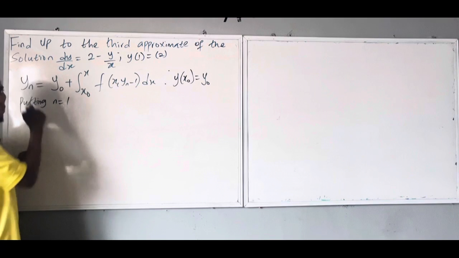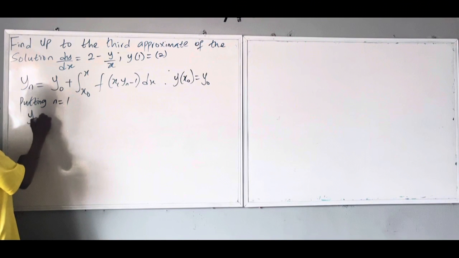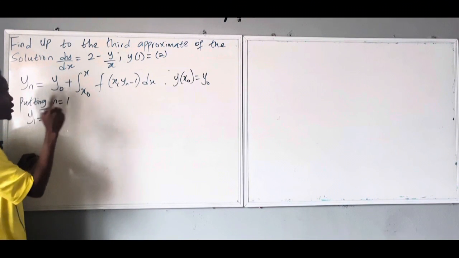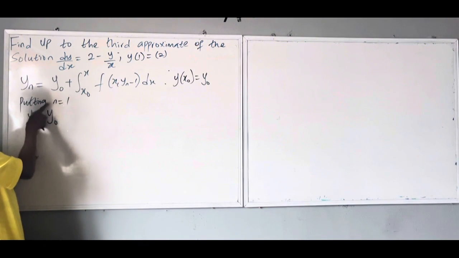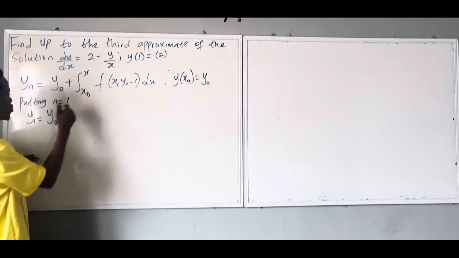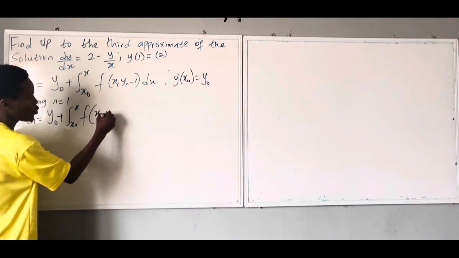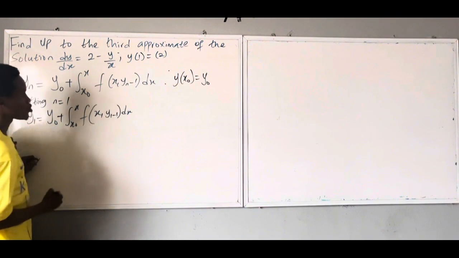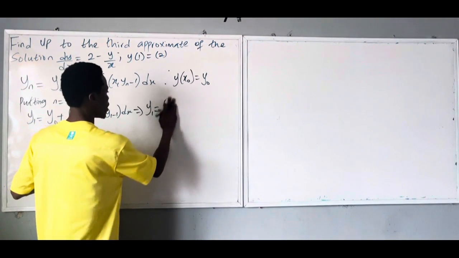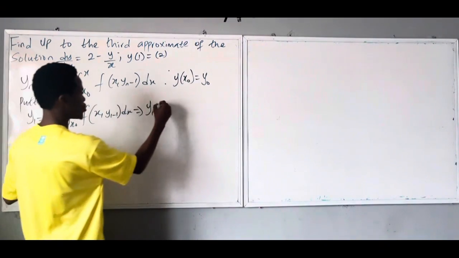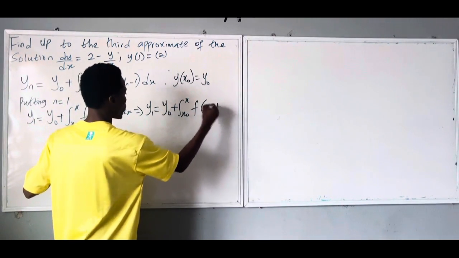If you put n is 1 into this approximation solution, we are going to have y1 is equal to y naught plus the integral from s naught to x of f of x, y naught ds. Remember that whenever we have y n minus 1 here, where n is 1, here will be y naught. So from here I have y1 is y naught plus the integral from s naught to x of f of x, y naught ds.